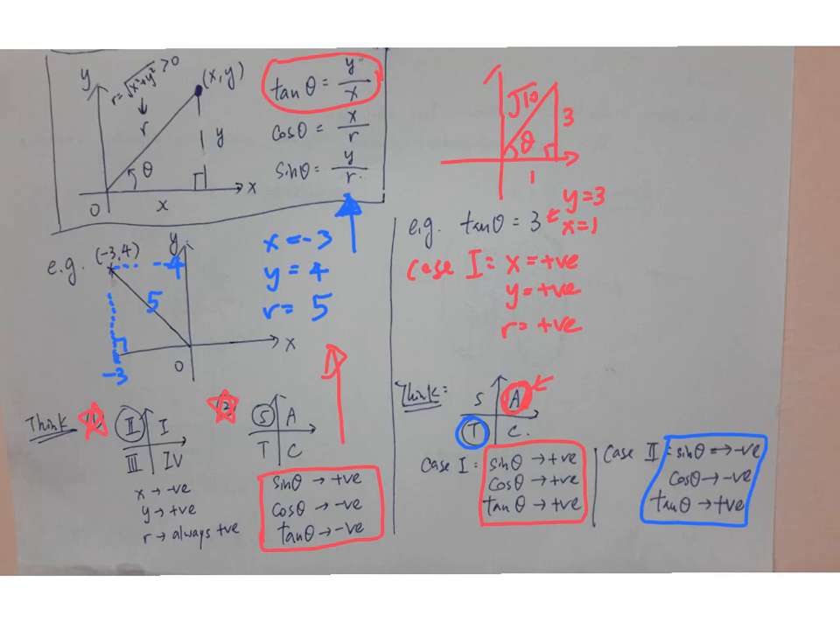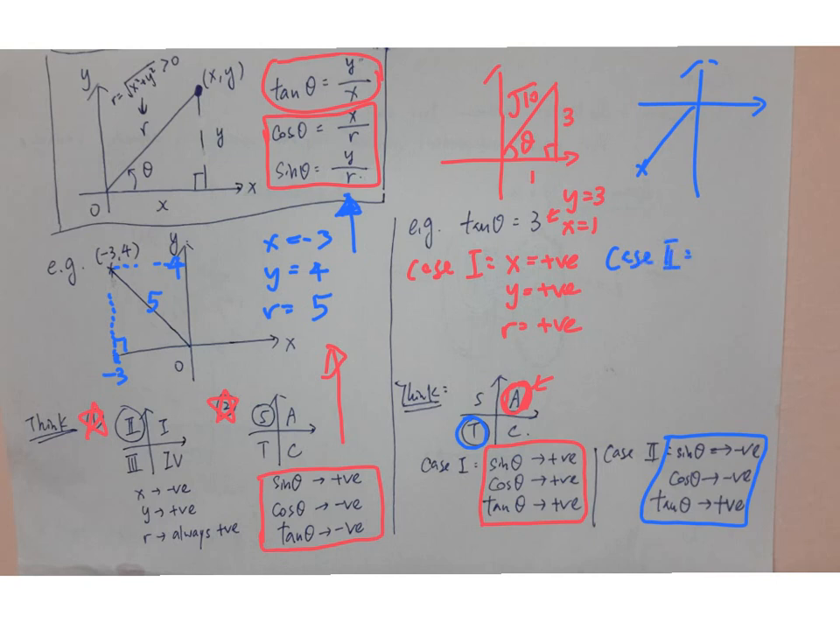Then after you know x, you know y, you know r, then you can write down sine theta and cosine theta, based on this definition. So this is the case 1. And then case 2. Case 2 would be in the quadrant 3. So it may be like this. Okay, so case 2.